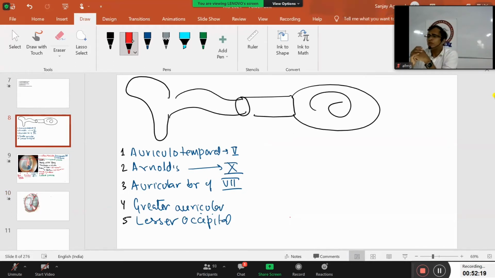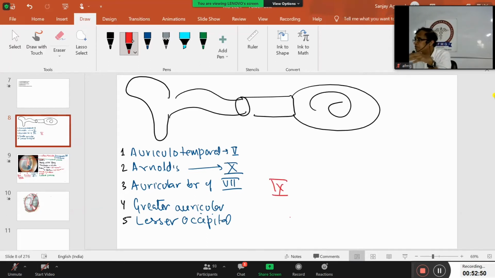So let me ask you, which of the following cranial nerves does not supply the external ear? There are 3 cranial nerves: 5th, 7th, and 10th. So they can ask you which of the following cranial nerves does not supply the external ear. The options can be 5th, 7th, 9th, 10th. 9th is not there. See, that's how you get the answer. 9th will not supply the external ear, but 9th will supply the middle ear. 9th nerve is the nerve of the middle ear.